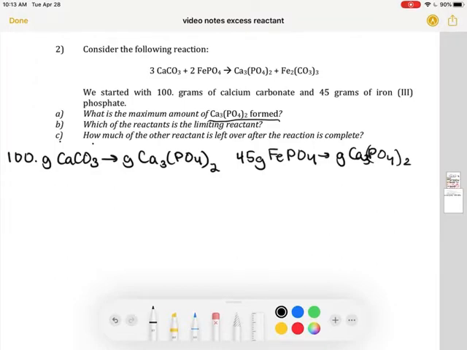So let's get our molar masses going here. The molar mass of calcium carbonate, CaCO3, is 100.09 grams. The molar mass of our other reactant, FePO4, is 150.817.